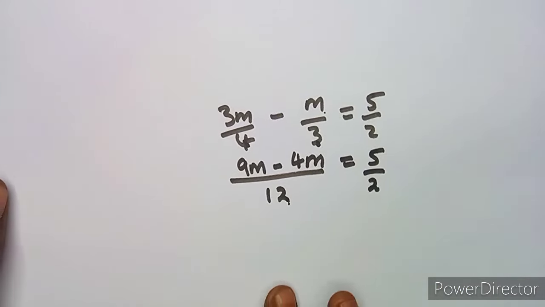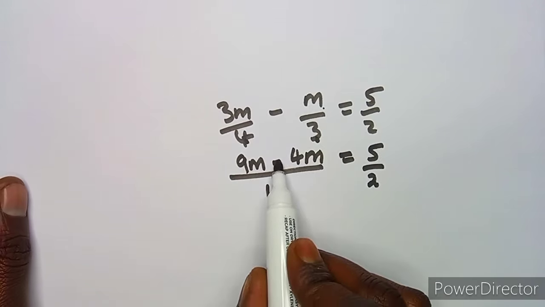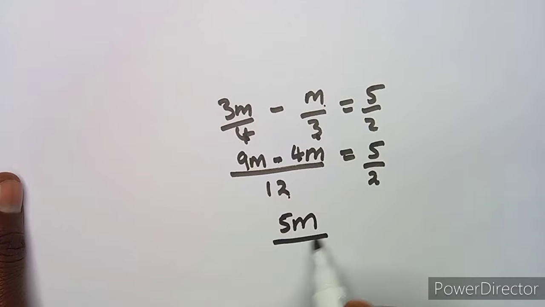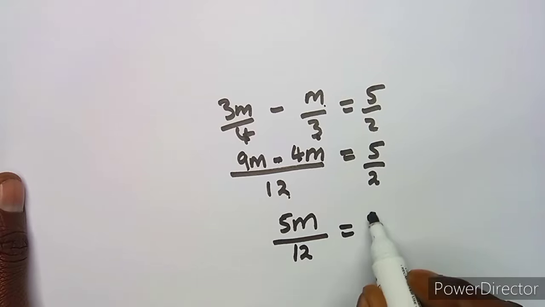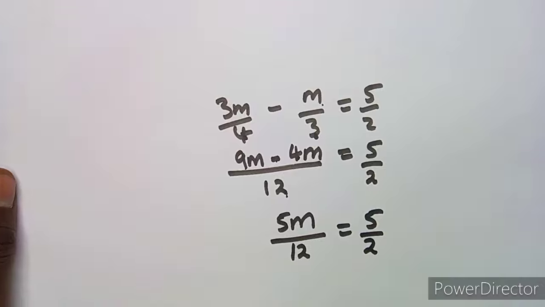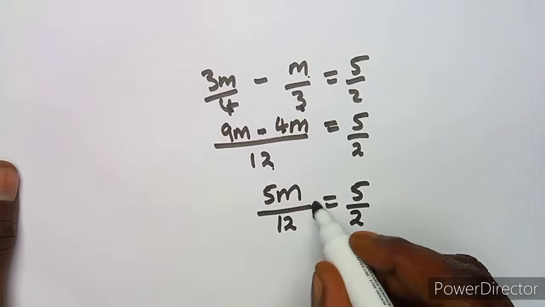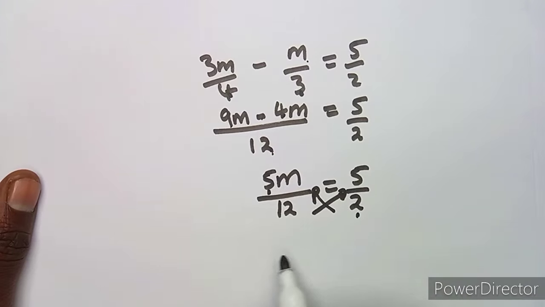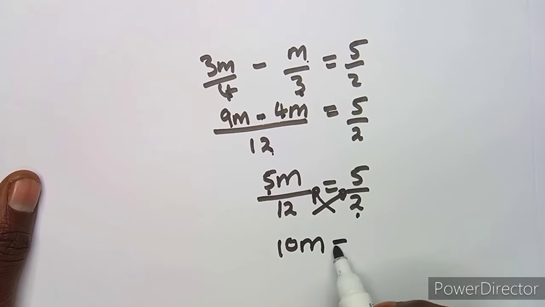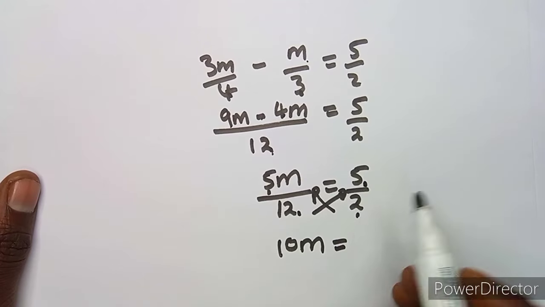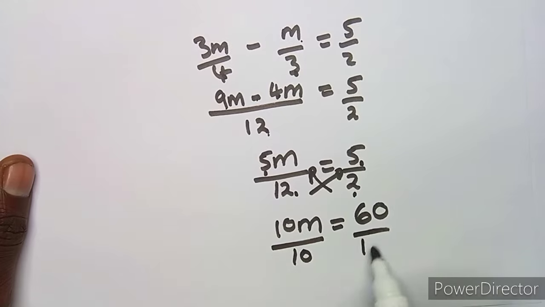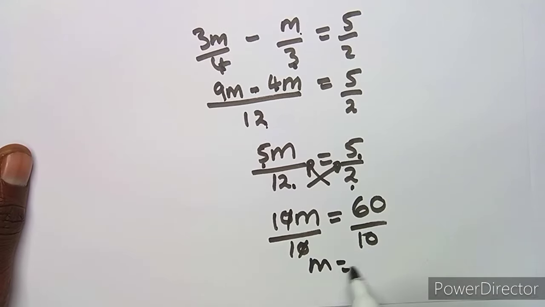All right. So still, we are back here. 9 minus 4, which is going to give us 5m over 12 in this case, which is going to give us 5 over 2. So what are you going to do? Cross multiply definitely to remove the fraction. So it's 2 times 5, which is 10m, which is equal to 12 times 5, which is 60 in this case. Okay, so divide by 10, m is going to give us 6. So that's what we have.